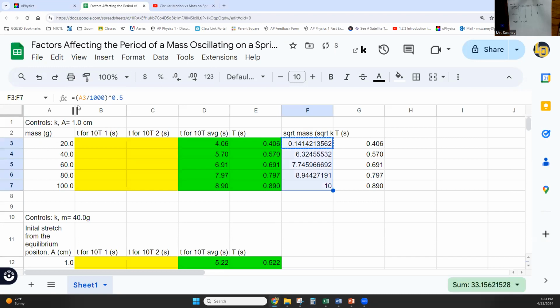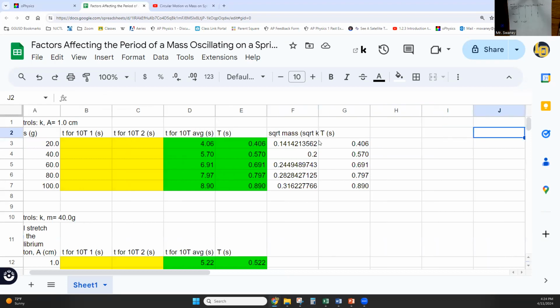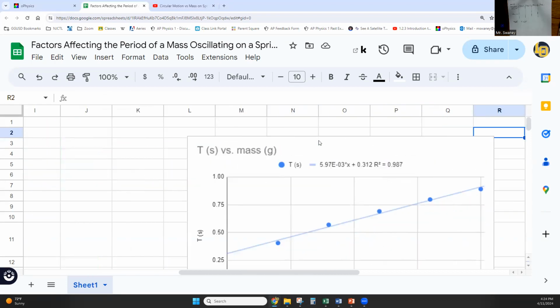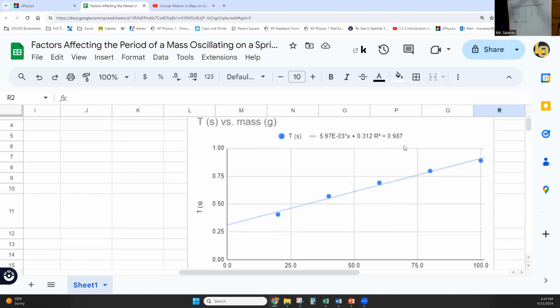There. All right. And then this is the square root of the mass in square root kilograms. Okay. So here is the graph of the original data. Sorry, this is the period versus the mass. It was in grams, and it might look pretty linear. In fact, 0.987 seems like that's not such a bad R squared value. However, if you can see, it's actually curving this way.